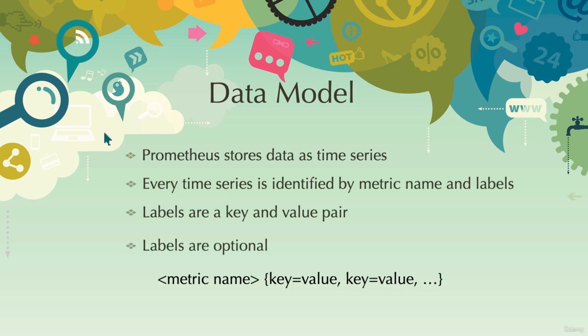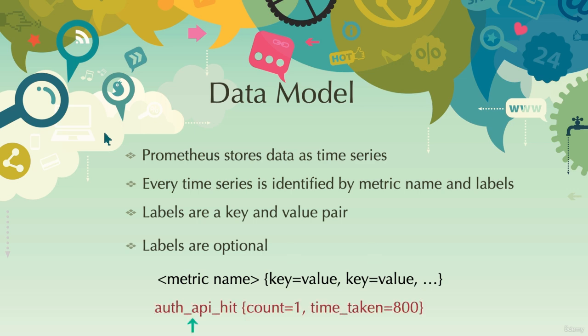So the format is like this. Always the metric name comes first, and then in an open curly brace, we have key equal to value, and you can have more than one. So it can be key value, comma, key value, comma, key value. You can keep adding key value pairs. An example can be like this.